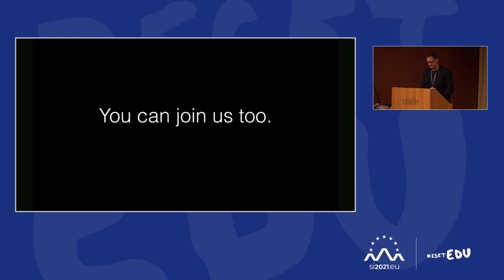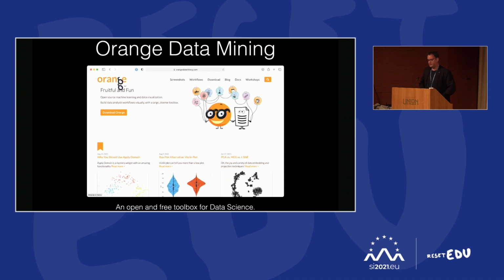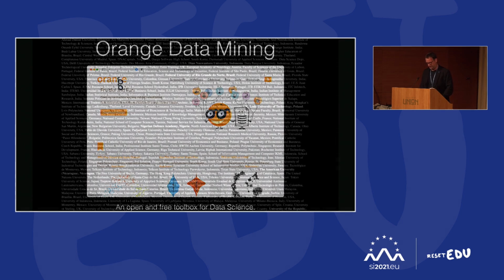And you can join us too, right? The software that I've been using is completely free and open. It's developed by my group. It's called Orange Data Mining, and it's a great toolbox for training data science and machine learning. Already over 500 universities across the world use it in their courses, but not in primary and secondary school, right? And this is our next target.